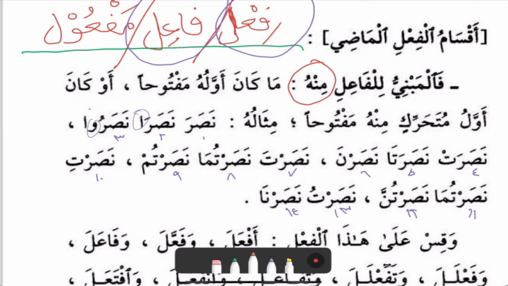So then you say, wal fa'il, and the doer is ضمير مستتر. ضمير مستتر is a veiled pronoun. تقديره هو. Its implication is he. Nasara, supported. A he supported.